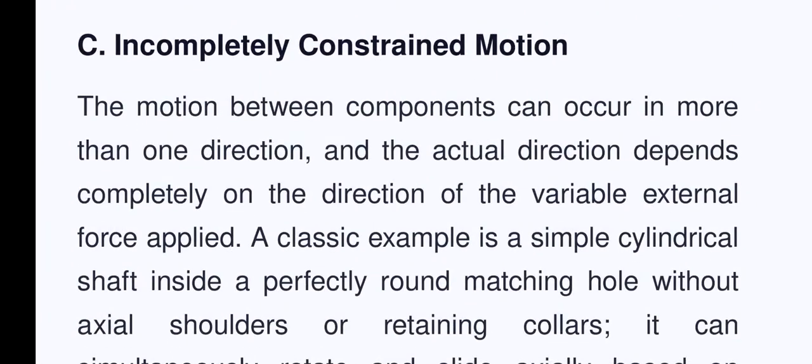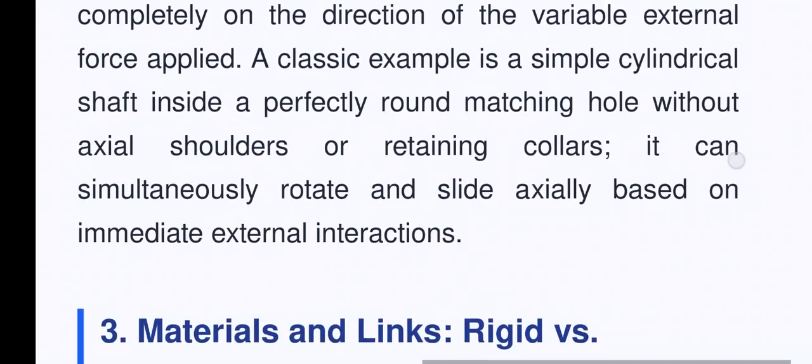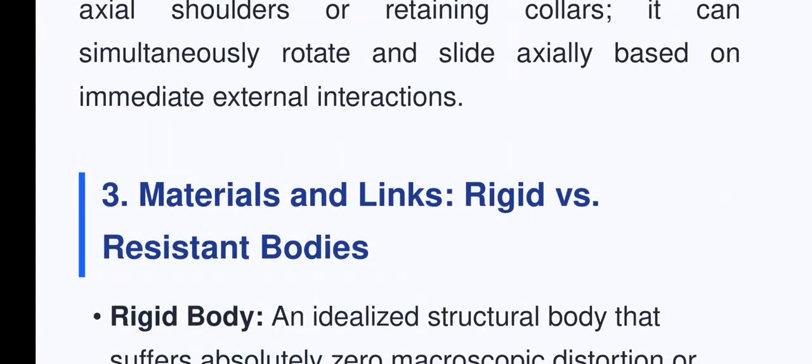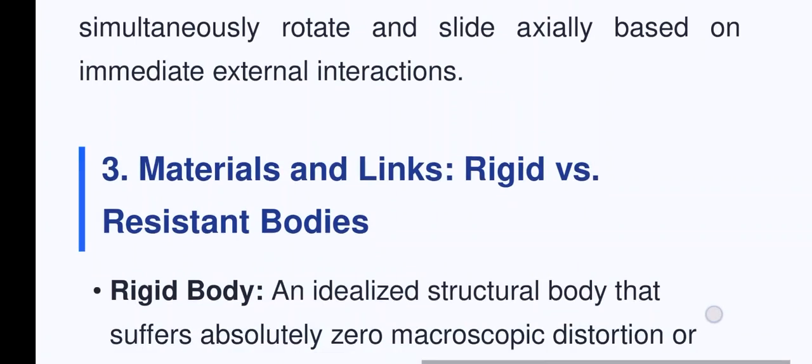Incompletely constrained motion: the motion between components can occur in more than one direction, and the actual direction depends completely on the direction of the variable external force applied. A classic example is a simple cylindrical shaft inside a perfectly round matching hole without axial shoulders or retaining collars. It can rotate and slide axially based on immediate external interactions.